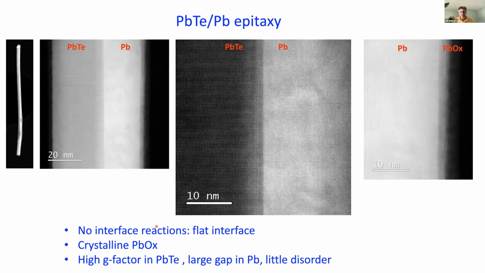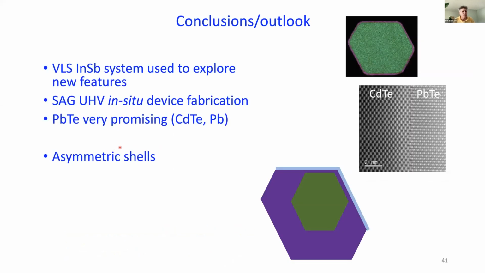So I think this is a very promising system because lead telluride has this high g-factor, lead has a large superconducting gap, and there seems to be very little disorder in the system. So to finalize, we use these VLS, these out-of-plane indium antimonide wires, to explore new features, which we can easily study in transport and in TEM. I didn't discuss at all, because of time restrictions, this selective area work, where we also work on indium antimonide. And I've shown these first results on lead telluride.